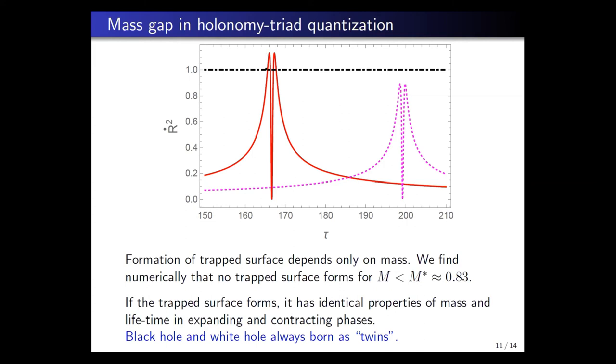It's a dynamical horizon, so it will form, it will grow, and then it will shrink and actually disappear. And then again, after the bounce has happened, another trapped surface forms, the dynamical horizon forms. It grows, and then it will again disappear at late times. But if you look at the pink curve, you see that no trapped surface has formed because the mass of the cloud is less than the threshold, so nothing forms. But if you look at the red curve, you find that both the peaks are absolutely symmetric. So whenever a trapped surface forms, the next trapped surface will certainly form in this holonomy triad quantization, and they will have identical masses and identical lifetimes.